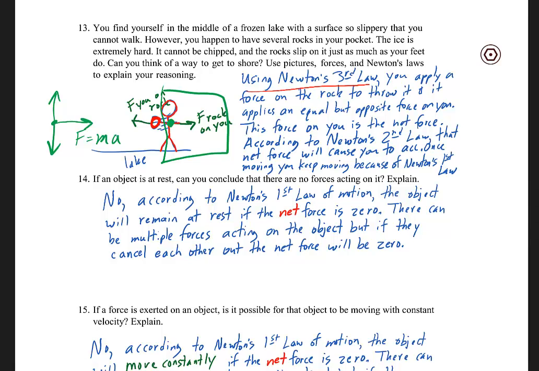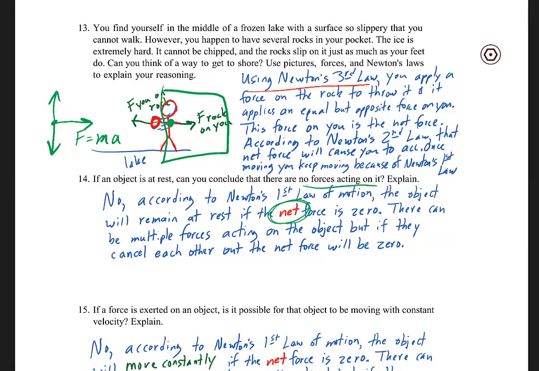Number 14, if an object is at rest, can you conclude that there are no forces acting on it? Well, we know that from Newton's first law, an object at rest will stay at rest, but it's not going to stay at rest if there are no forces. It's going to stay at rest if the net force is zero.